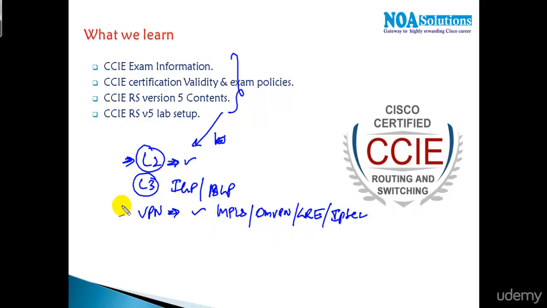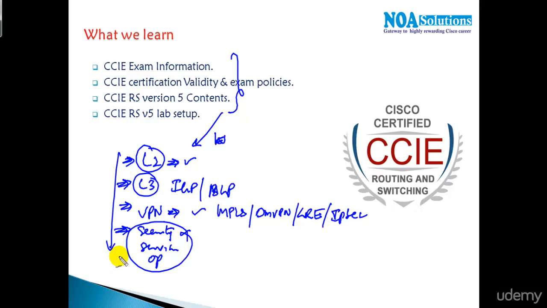These are all things we'll be covering within the scope of the CCIE Routing and Switching version 5 exam topics. Then we'll get into some of the other topics like security, services, and finally some optimization kind of things. So this will be the order of the way we are going with our training program. This is how we'll go one by one.